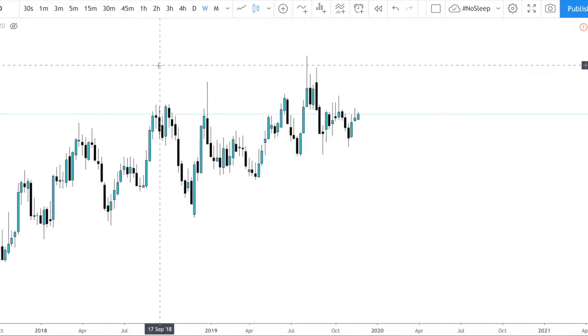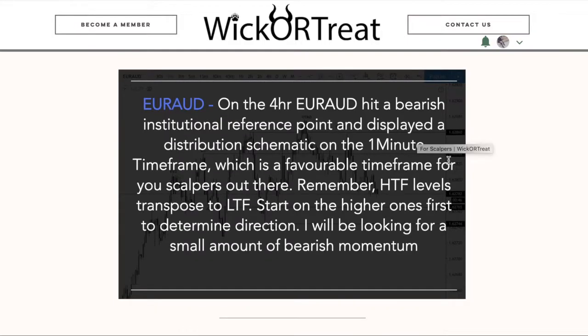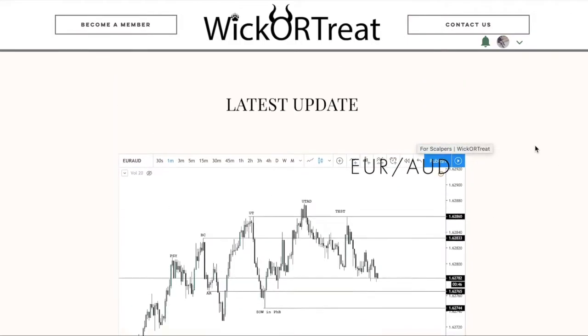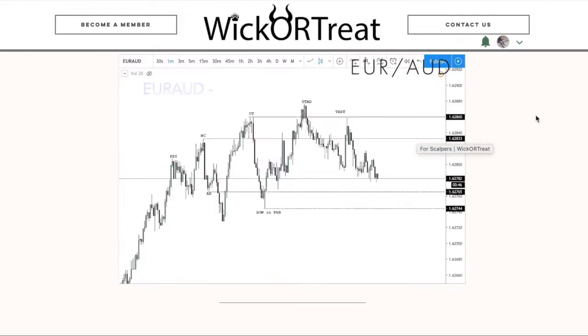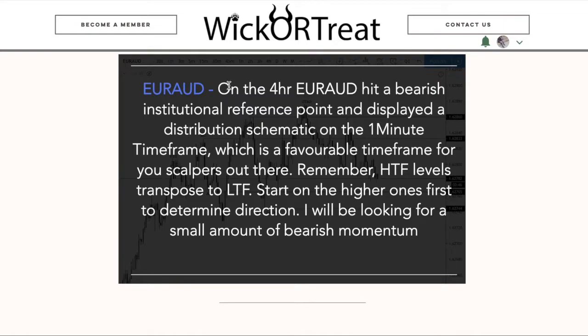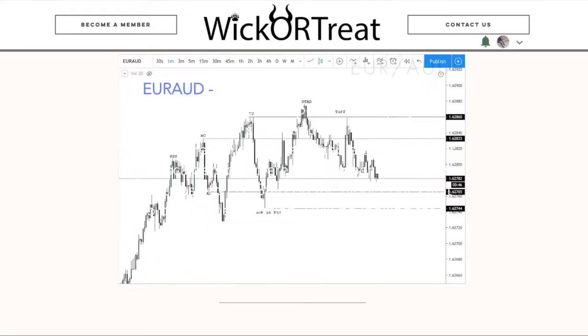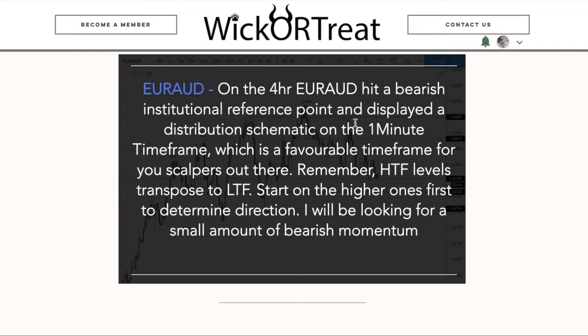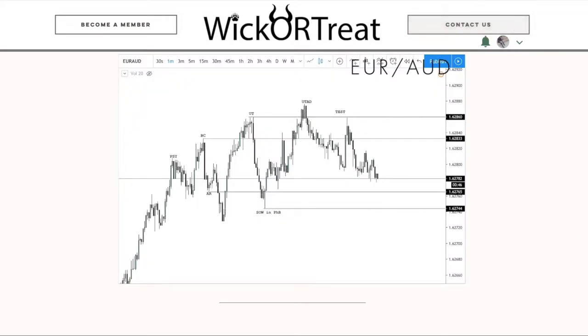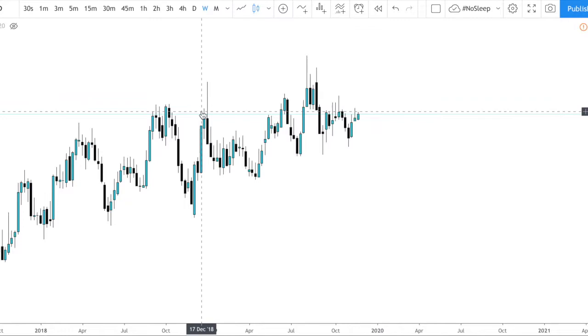So Euro AUD, I don't know if you saw on my Telegram, I actually posted for the scalpers a Euro AUD short trade, and I was expecting to go short. As you can see, we're on the 1 minute here, and I had a little description that on the 4-hour Euro AUD, a bearish institutional reference point, and displayed distribution schematic on the 1 minute time frame. Obviously this was the schematic here all marked out, which I will show you in the chart here, and it did go into profit, made about 8% off that, which is quite nice. I had a quick little 1 to 8.